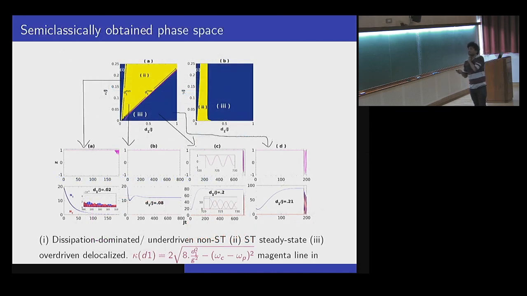Now we semi-classically obtain this phase space in the drive-kappa layout by keeping all other parameters fixed. So in the yellow region, we have a self-trapping steady state, and the blue region is the non-self-trapped region. So we divide the phase space into 3 regions, 1, 2, and 3. And in the first region, we get a dynamics which is dissipation dominated. So the population decays monotonically, and no self-trapping is there.